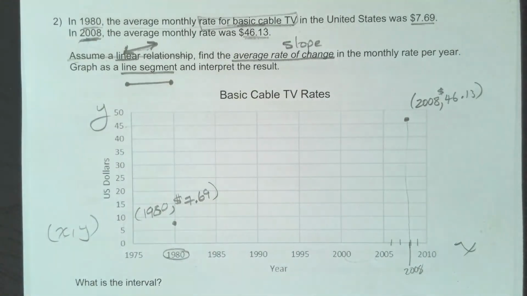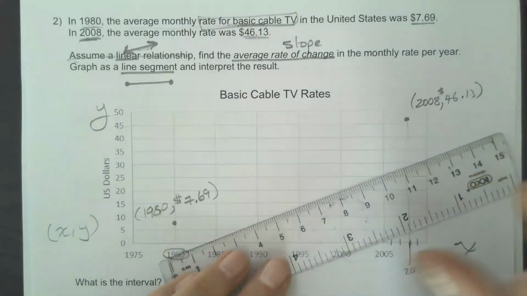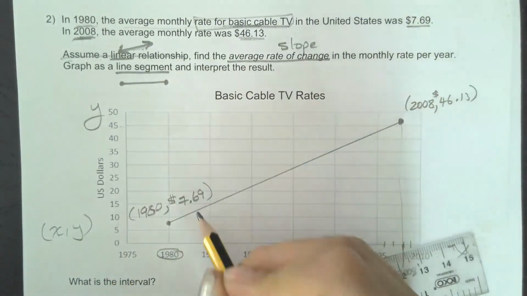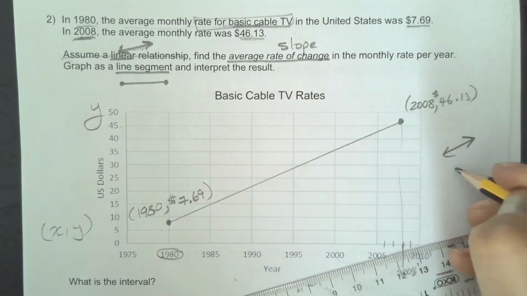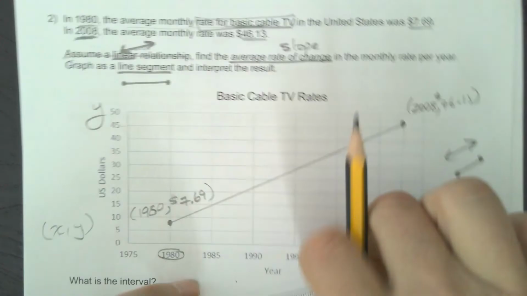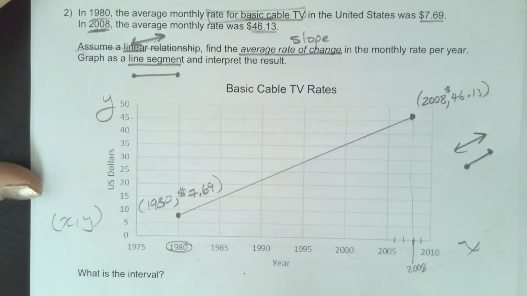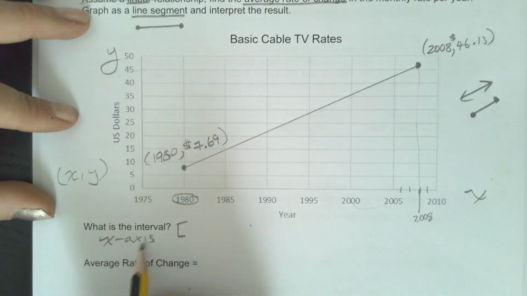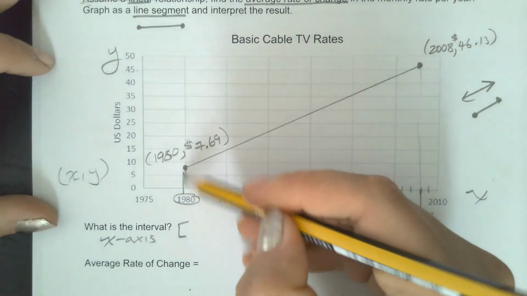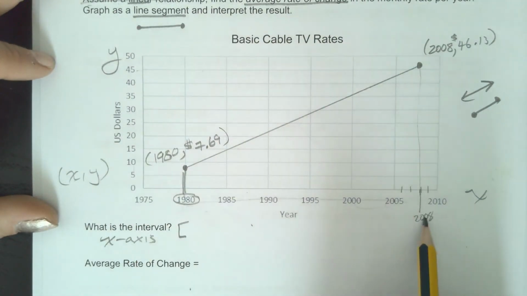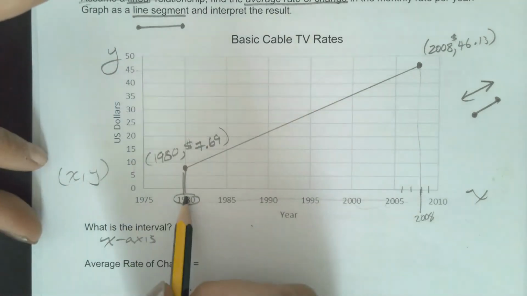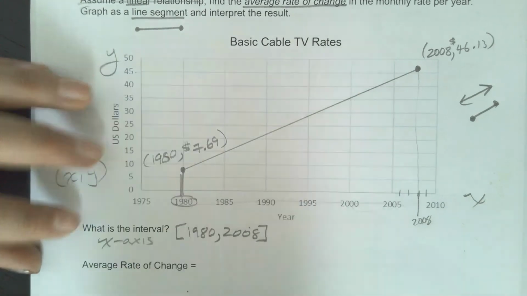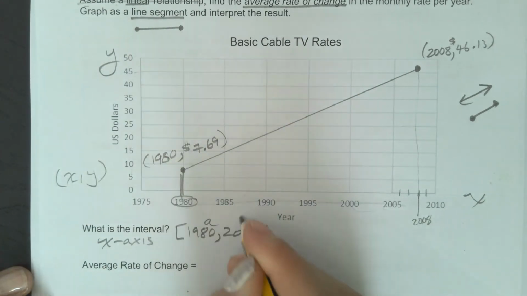Okay, and it says graph as a line segment. Okay, so we're graphing it as a line segment. A line segment starts and stops. This is a line. This is a line segment. All right. Now it says, what is the interval? So the interval is always on the x-axis. Where does this exist on the x-axis? Well, it exists from 1980 up to 2008. Which one's the smallest? This one. So I go 1980 up to 2008. There. That's my interval. That's A and that's B.